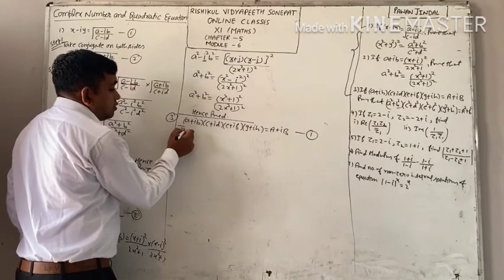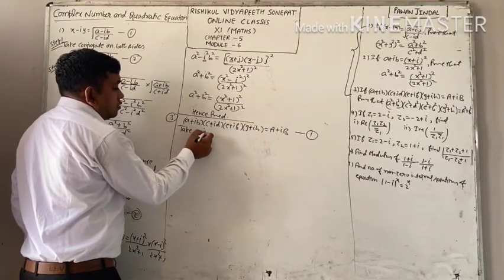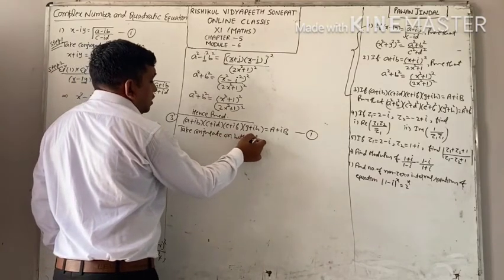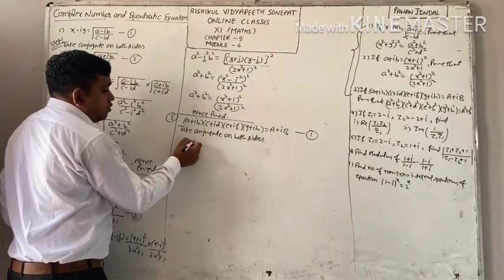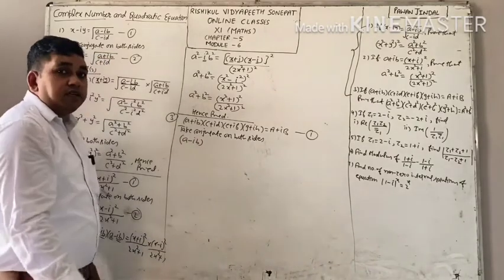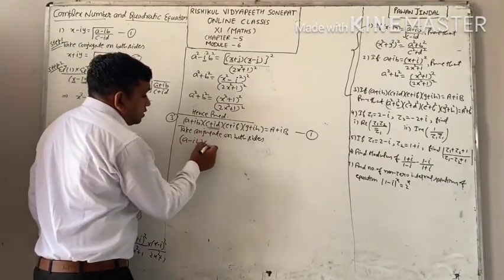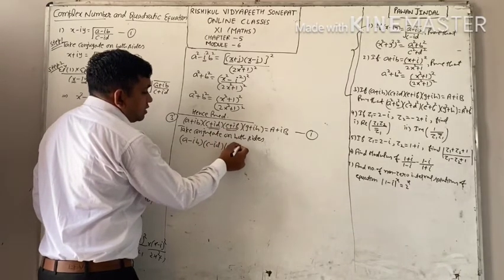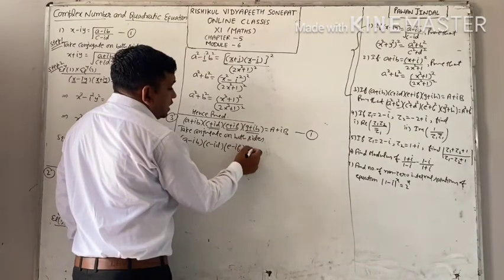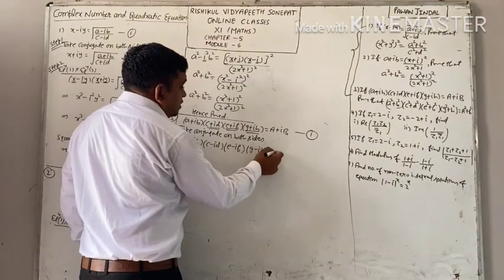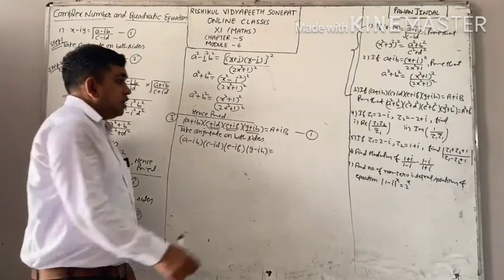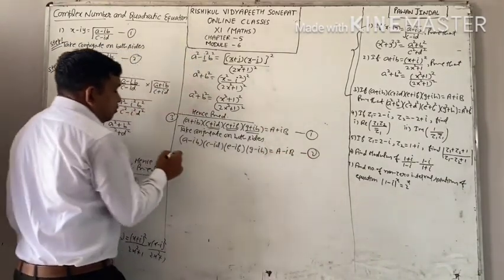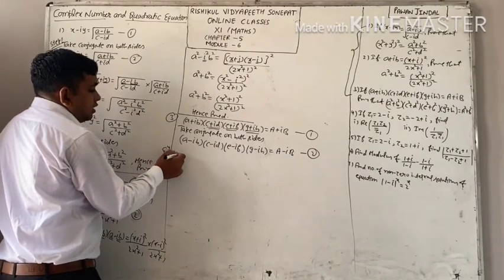Now take conjugate on both sides. See what you get. Conjugate of a plus iota b is a minus iota b. Now take conjugate of c plus iota d. This is your c minus iota d. Conjugate of e plus iota f, this is your e minus iota f. Conjugate of g plus iota h, this is your g minus iota h. Here also conjugate of a plus iota b, a minus iota b. Multiplying both equations, you will get the requirement. Equation 1 into equation 2.